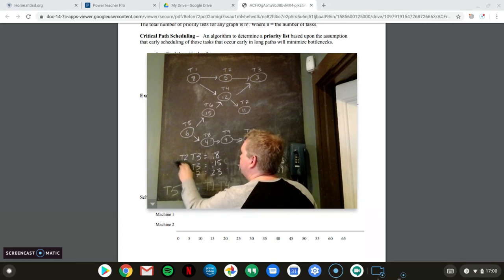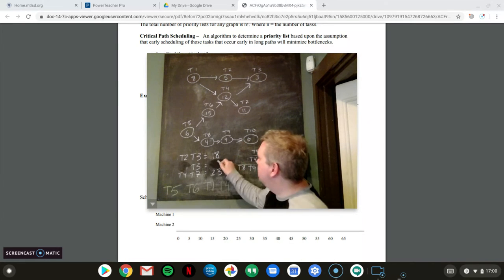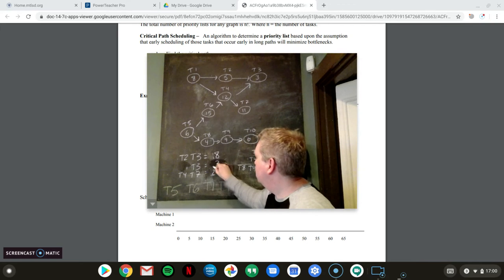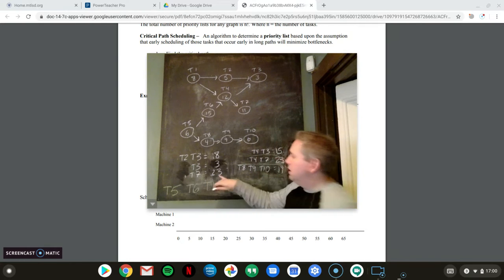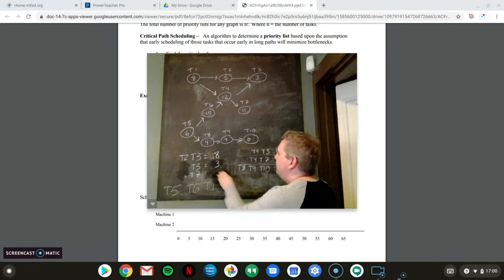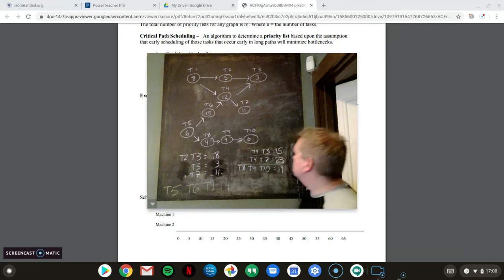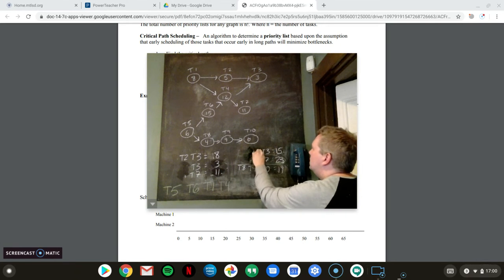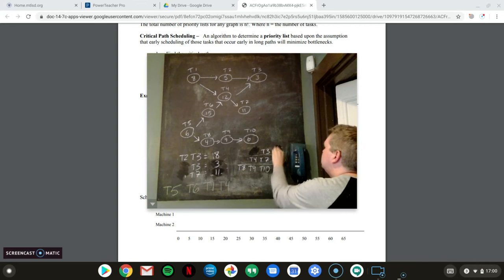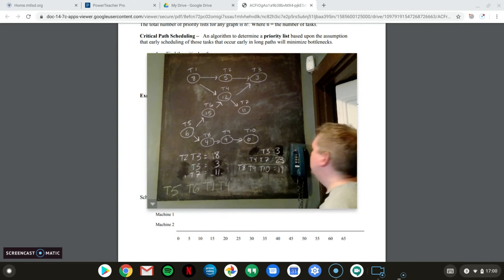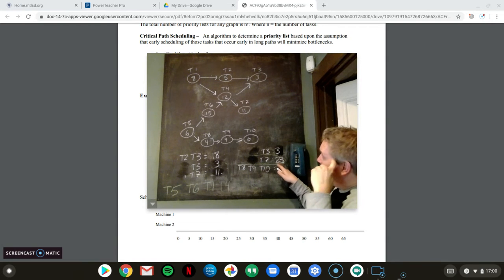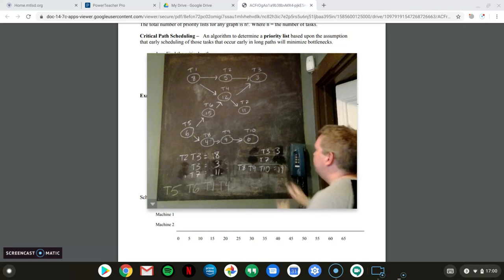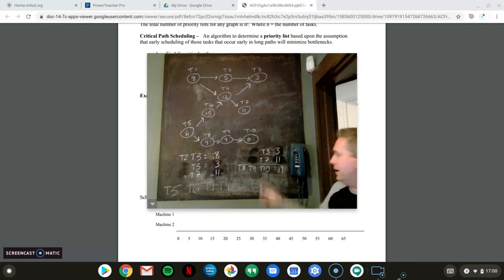So this has a T4. 15 minus 12 is going to be 3. This has a T4. 23 minus 12 is going to be 11. T4. 15 minus 12 is 3. And here's another T4. 23 minus 12 is 11. Okay, so now again, we're going to keep this going.